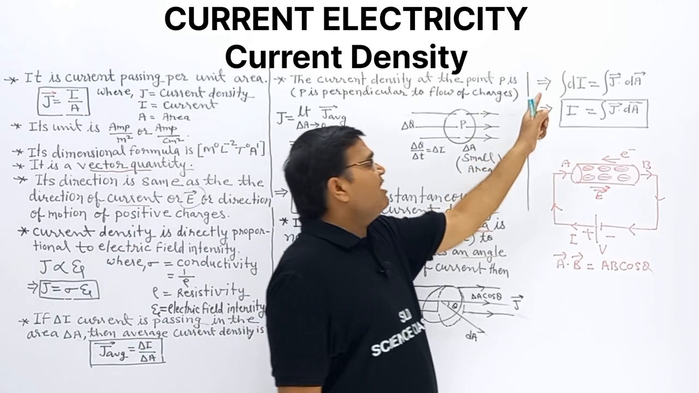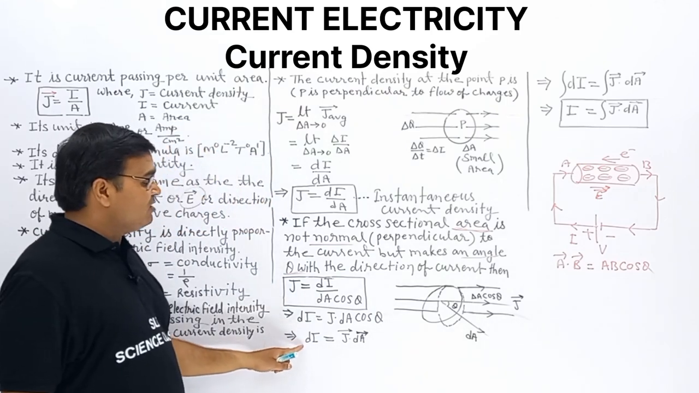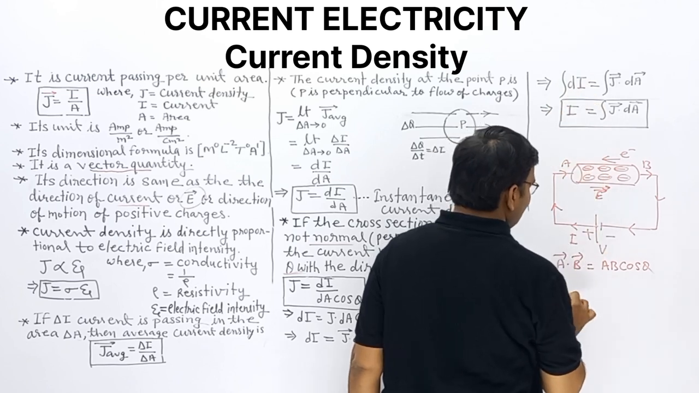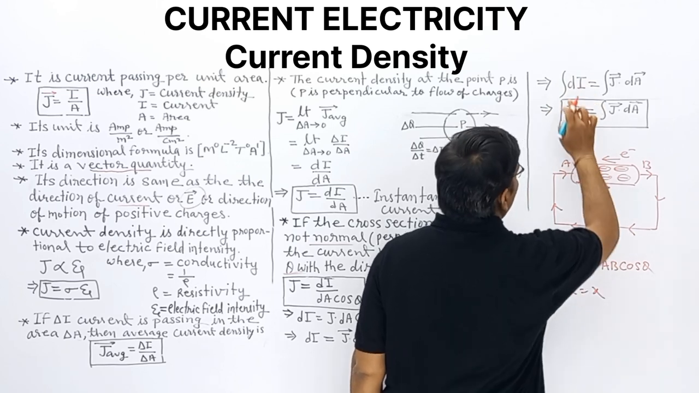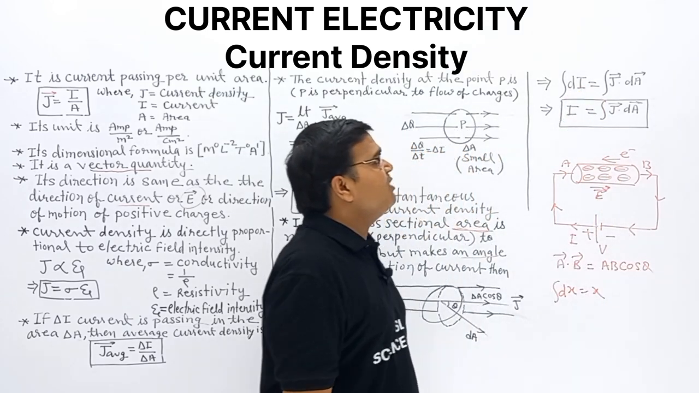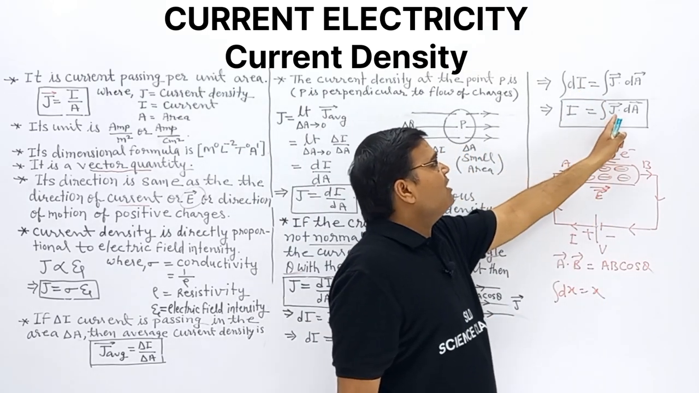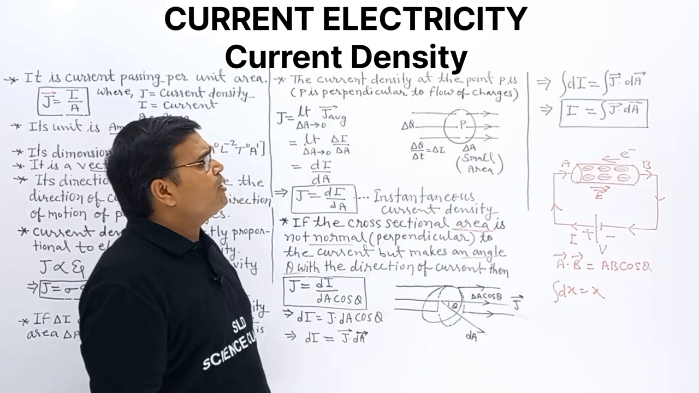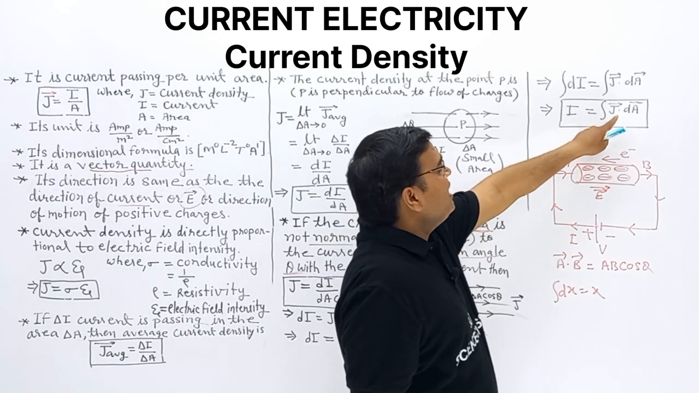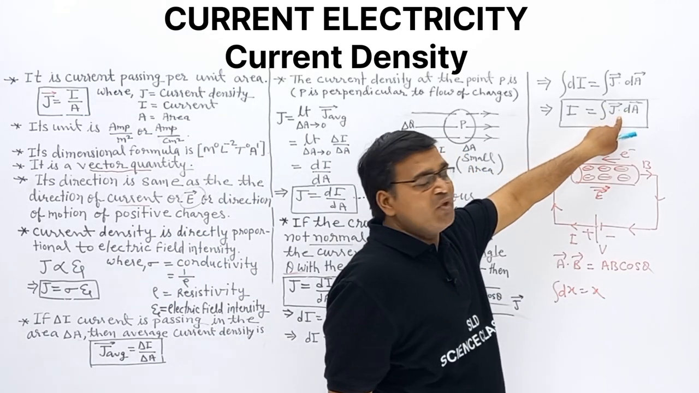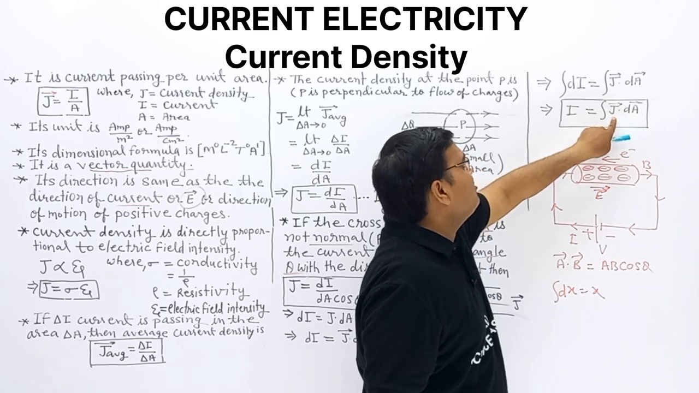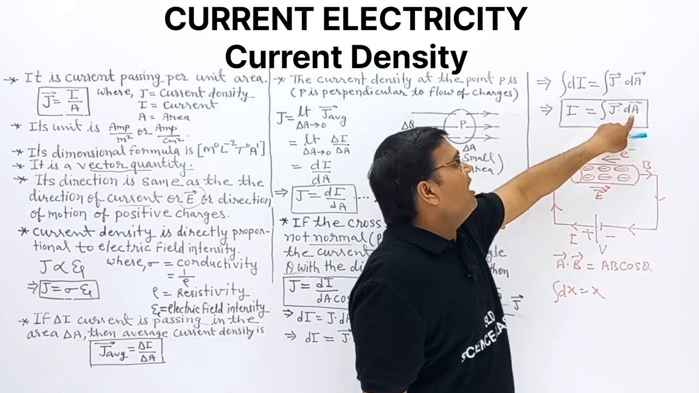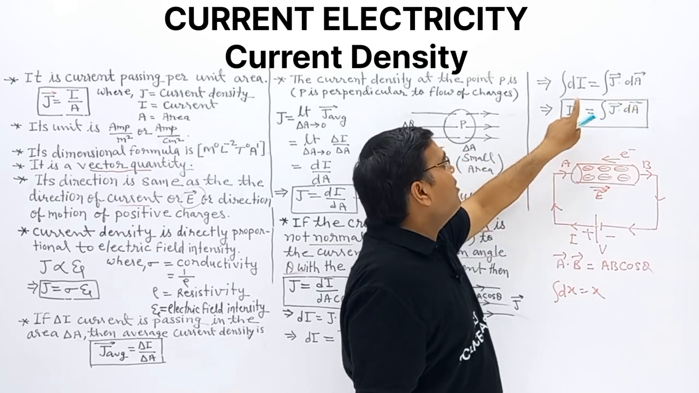Now we are integrating both sides. The integration of dx is x. Where we have the variable I, the integration of dI will be I, and this will be the integration of J dot dA. So surface integration or area integration of current density will be what? Current. Another definition of the current is the cross sectional area integral of current density.